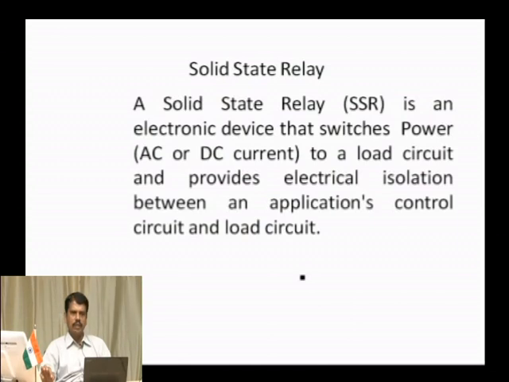So if you replace that by a solid state relay: a relay is a device which switches power to a load circuit. The power may be AC or DC, it can be used for both. At the same time, it provides electrical isolation between the application's control circuit and the load circuit. There is electrical isolation in a solid state relay. So a solid state relay is always more convenient to work with than your electromagnetic relay, and we will see more advantages later. Any relay switches the power to a load circuit on and off, so it is like a switch.